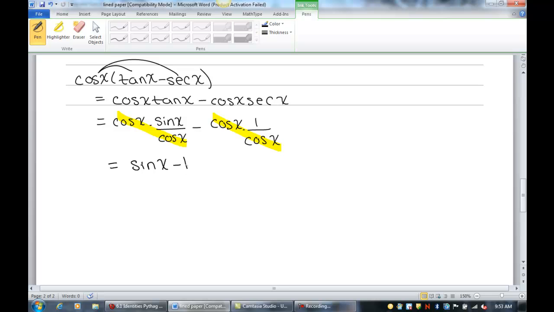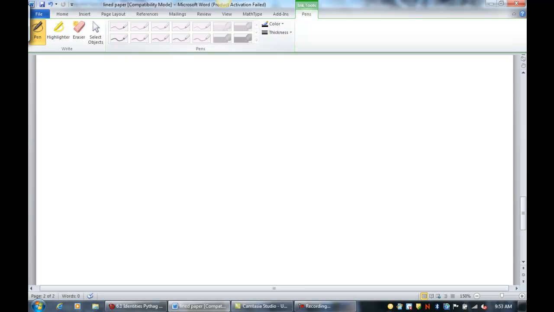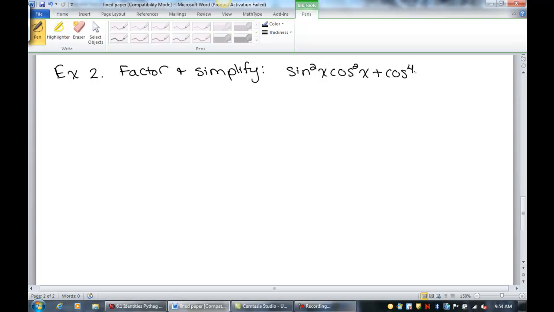Okay? So let's take a look at another example. This time we're going to factor. So this is example 2. We're going to factor and simplify. We've got sine squared x, cosine squared x, plus cosine to the 4th x. Okay, so it says factor. So we know when we're talking about factoring, we're looking first for a greatest common factor, if at all possible.